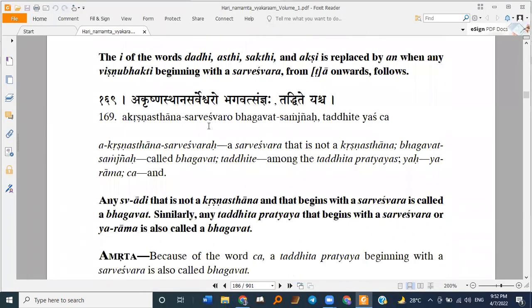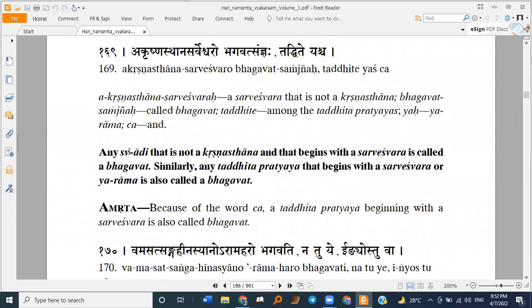Now the next sutra is Asanya Sutra: A Krishna Sthana Sarveshwaro Bhagavat Sangya Taddhite Yascha. Any Swadhi, meaning the Swadhi Pratyaya, Swauja Satyadi, that is not a Krishna Sthana. What is a Krishna Sthana? A Brahma Pandava Shishya Krishna Sthana Sangya. So any Swadhi which is not a Krishna Sthana and begins with the Sarveshwara is called a Bhagavat.